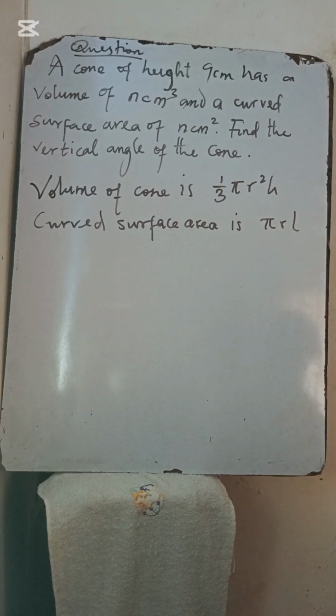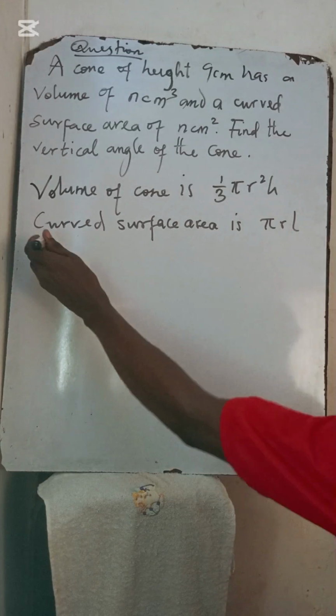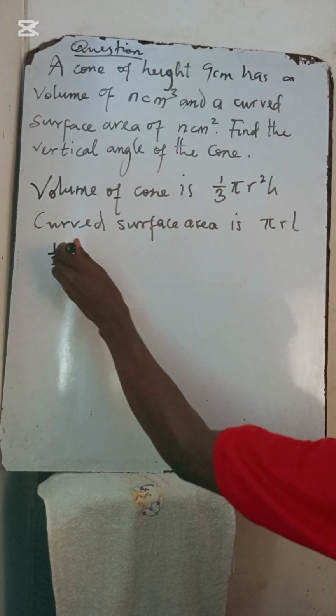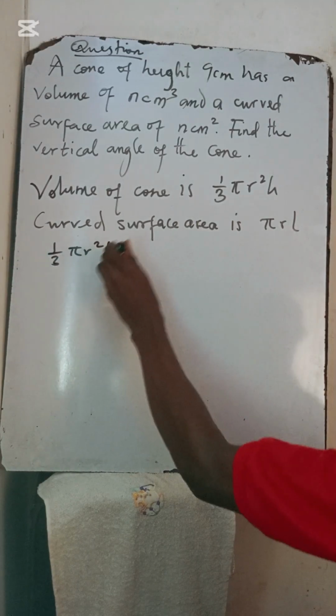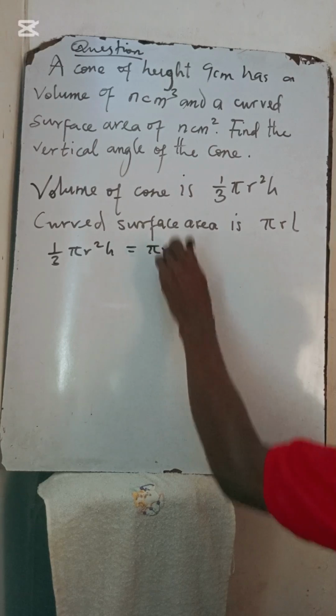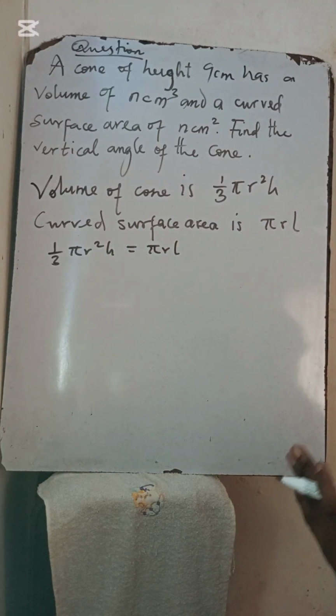According to the question, we're given that n centimeter cube is the volume and n centimeter square is the curved surface area. So we can conclude that n is equal to n, so the curved surface area is equal to the volume of the cone. So this is what it means. We have equated the volume of the cone with the curved surface area.